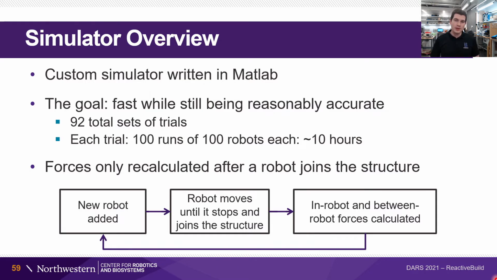Having explained reactive build, I then had to simulate it in order to validate that it works. To do this, there was a bespoke simulator in MATLAB that I wrote. The goal here is for the simulator to be fast while being reasonably accurate. In total, we had about 92 total sets of trials, each of which had 100 runs of 100 robots each. Even with the optimization we did, it took about 10 hours per run. The primary optimization is that forces are only recalculated after a robot joins the structure. So as a robot is climbing up the structure, we ignore the forces that would be applied by that.